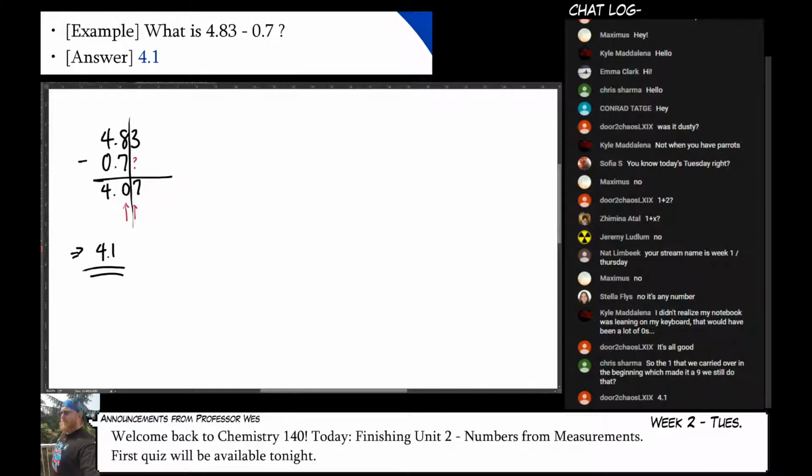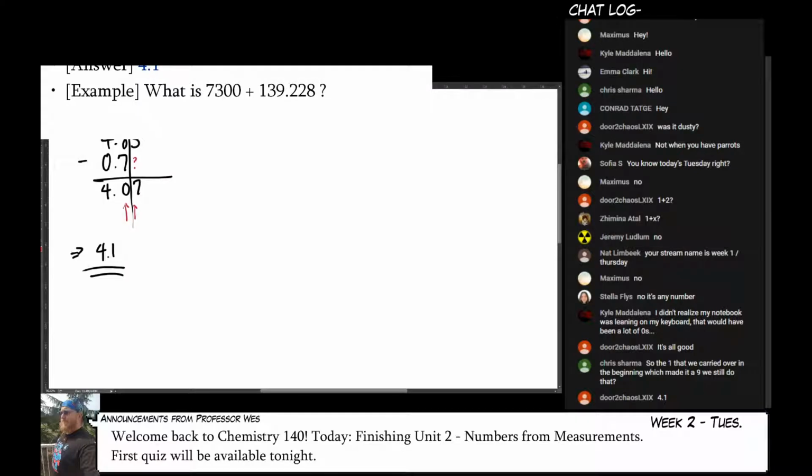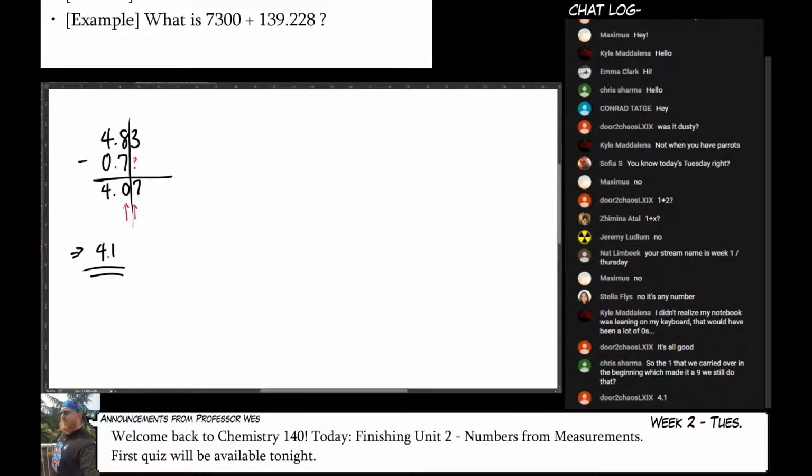All right, easy enough. Let's do another one. All right. What about this problem? What is this sum? So let's put the numbers down. 139.228.